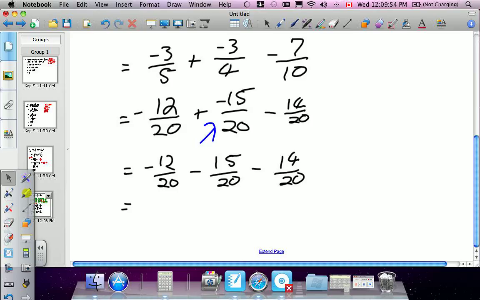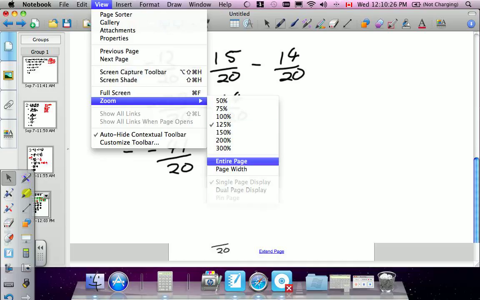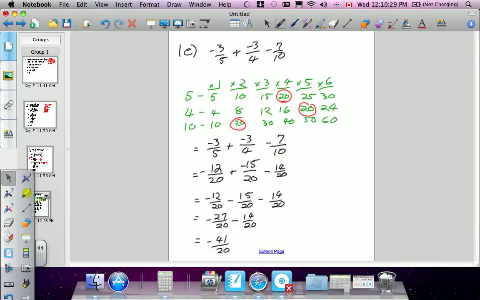Now, assume all these negatives apply to the numbers on top. Okay? So I have negative 12, subtract 15. Anyone know? Yeah. Negative 27 over 20. Subtract 14 over 20. What is negative 27, subtract 14? Good. So, if you guys notice, for all that work, we end up with negative 41 over 20.